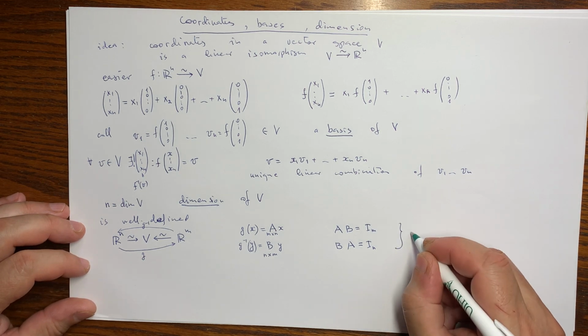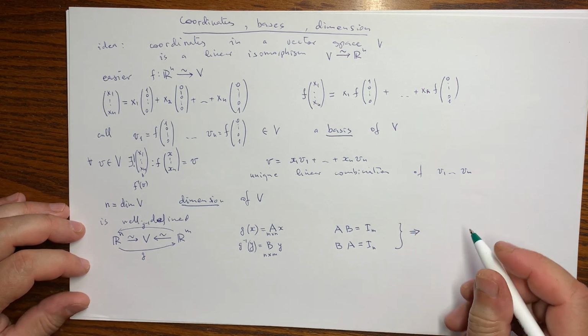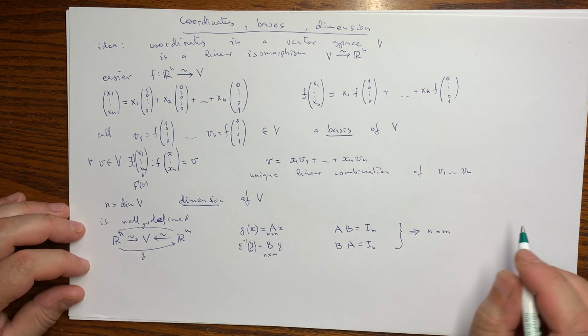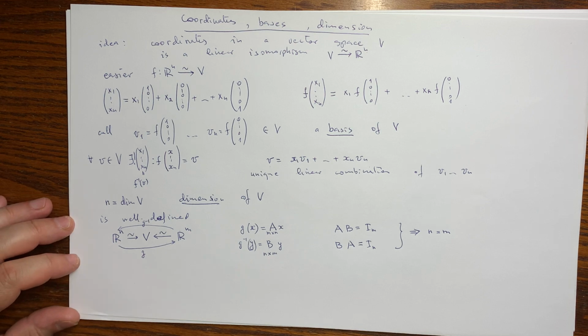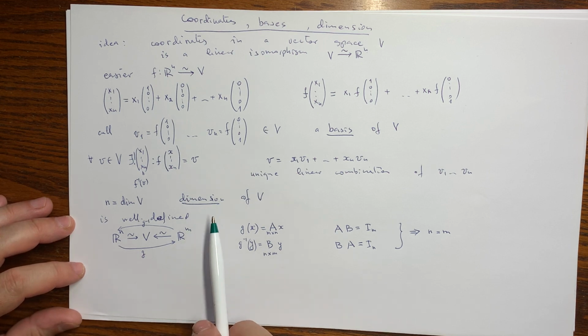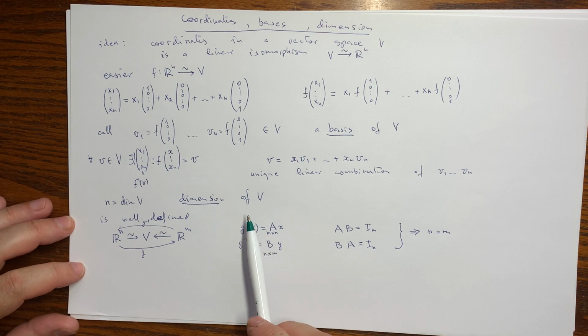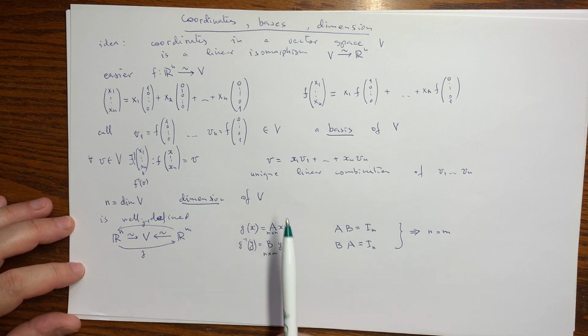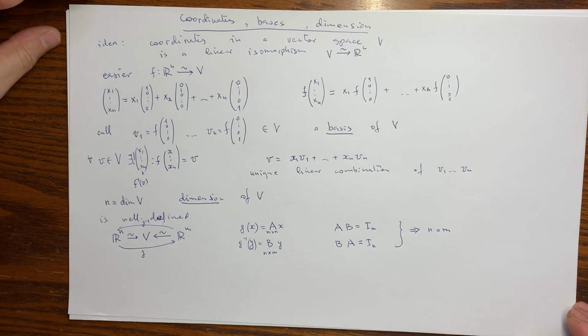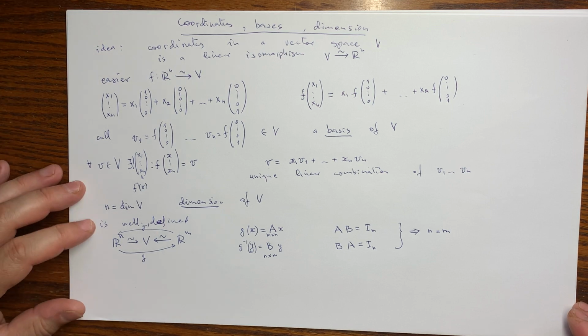But we saw before that this inevitably implies that the sizes are the same. And so dimension is an intrinsic number associated with a vector space. If there is a finite basis, then the number of basic vectors in the basis doesn't really depend on the choices we make constructing it.